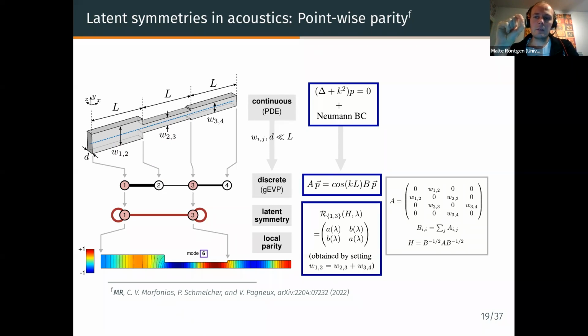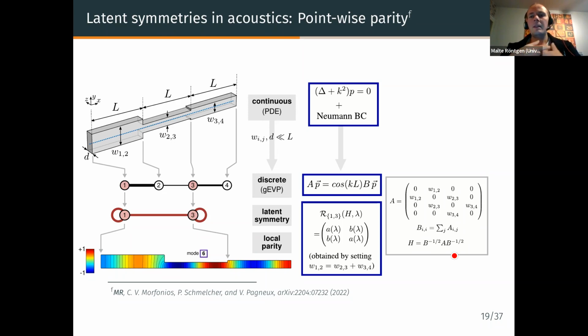The eigenvectors, so this piece of our Hamiltonian, give the pressure of an eigenmode, I mean a continuous eigenmode, at those endpoints. So now this means that our latent symmetry of our matrix Hamiltonian corresponds to local, or I would say pointwise parity of our eigenmodes. And this is schematically shown here. This is really a solution of the continuous operator equation. And as you can see here, the pressure at this point is equal to minus the pressure here. Well, up to these small 2D effects where you don't have exactly a plane wave, but this small curvature.